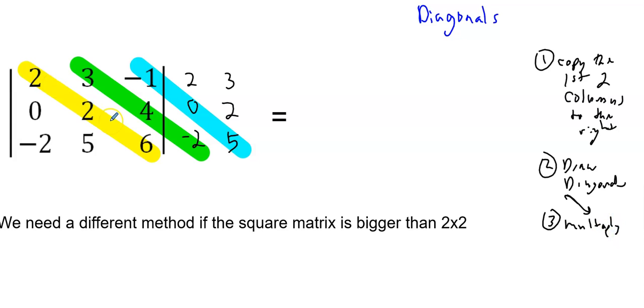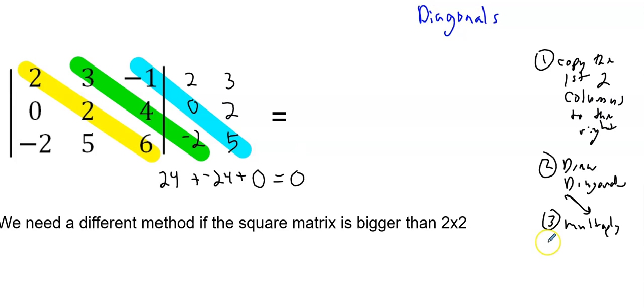So we're going to add. We're going to go there. So 2 times 2 times 6 is 4 times 6 is 24. So I get 24 plus 3 times 4 is 12 times negative 2 is negative 24. Wow. Okay. Plus negative 1 times 0 times 5. 0 times anything is 0. So I get 0. So the sum of those three is actually 0.